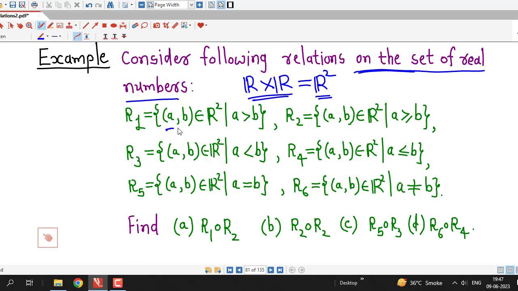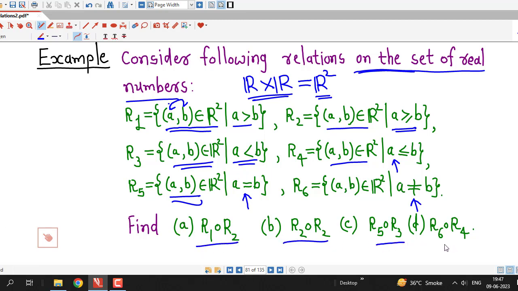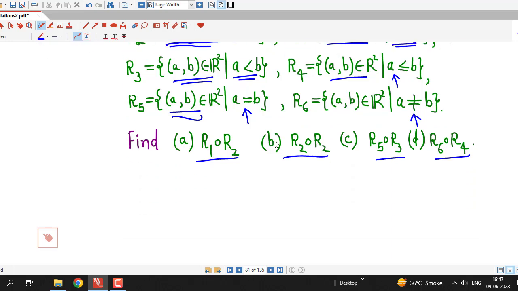R1 is defined as the set of all those ordered pairs (A, B) in R2 for which A is greater than B. That is, the first component is strictly greater than the second component. Similarly, all other relations are defined using some condition on the components. R4 is defined as all those ordered pairs (A, B) for which A is less than or equal to B. In R5 the condition is that A and B are equal, and here A and B are different. So we have to decide all these compositions for these relations on the set of real numbers.